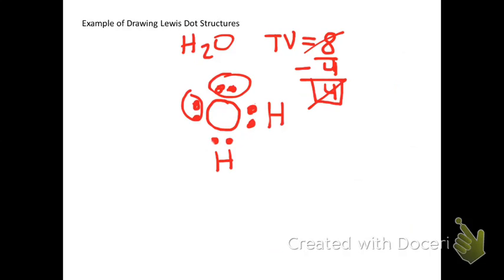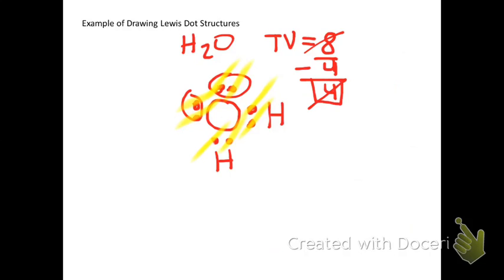Now, does oxygen have 8 electrons around it? It sure does. It has 8 dots around it. 1, 2, you can count them. 1, 2, 3, 4, 5, 6, 7, 8. So oxygen has 8 dots around it, or 8 valence electrons, therefore it has a full shell. And each of the hydrogens also have full shells, so this is the correct structure.